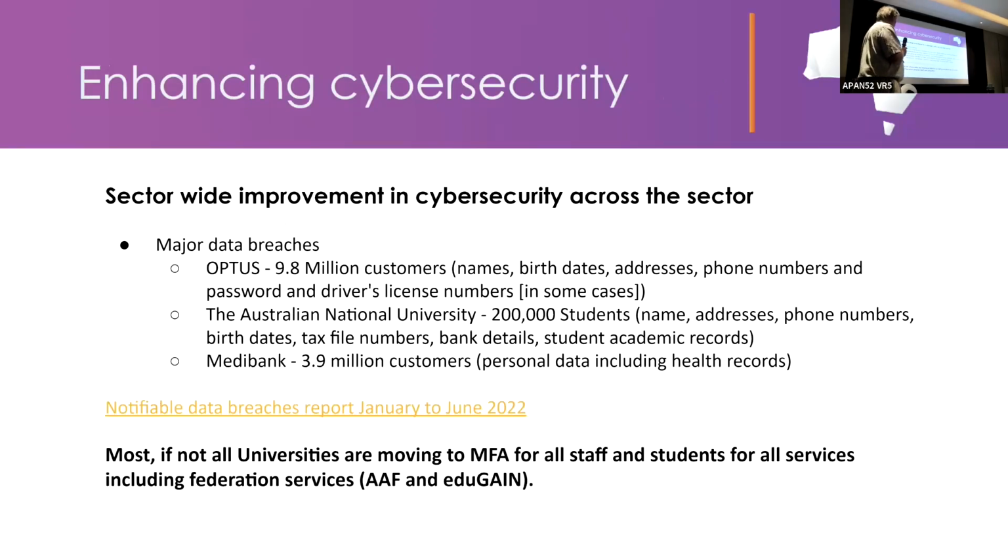So in Australia, last year we had a couple of major breaches. Optus, 9.8 million customers lost their personal information. ANU, a leading university, had 200,000 student details stolen. Medibank, one of our medical insurers, 3.9 million customers lost personal data, including health records. They're all out on the dark web now. Mine's out there as well, but I don't care. So there have been some notable breaches, and we have rules in Australia. We have to actually notify everybody that the breach has occurred.